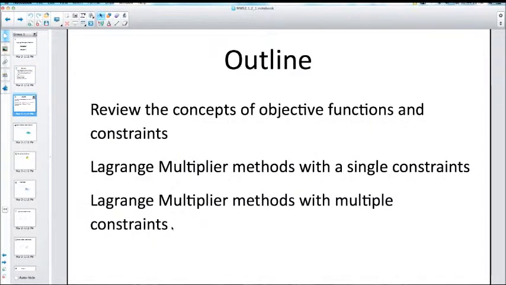In this lesson, we're going to focus on the concepts of objective function and constraints. First, we're going to look at optimization without any constraint. Then we're going to look at optimization with a single constraint equation. And at last, we're going to look at optimization with multiple constraints.